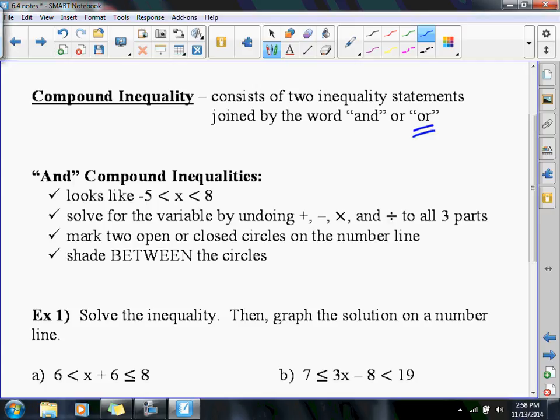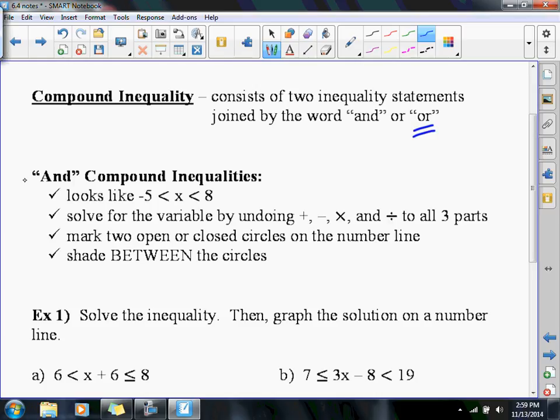And basically what this means is that instead of having one answer, you're going to have two, because you have two inequality statements that are combined together. So you'll have two answers that you have to put on your number line, and then you either shade between them or you shade away from them.